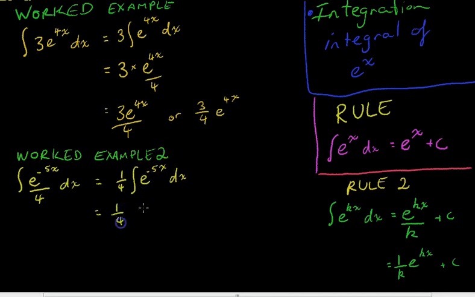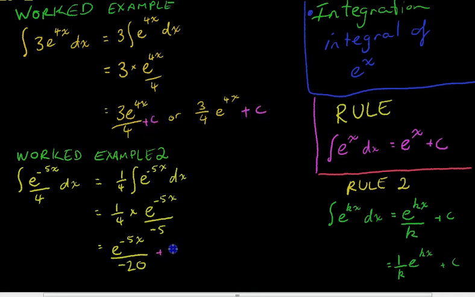So that's going to be 1/4 times, now it's going to be e to the negative 5x, that doesn't change, over whatever our k value was, so that's negative 5. So we have 1/4 times e to the negative 5x all over negative 5. You put all of that together, that 1 times that's just going to stay as it is, over 4 times negative 5, negative 20. Now, as has become customary for me, I've forgotten to add c's.